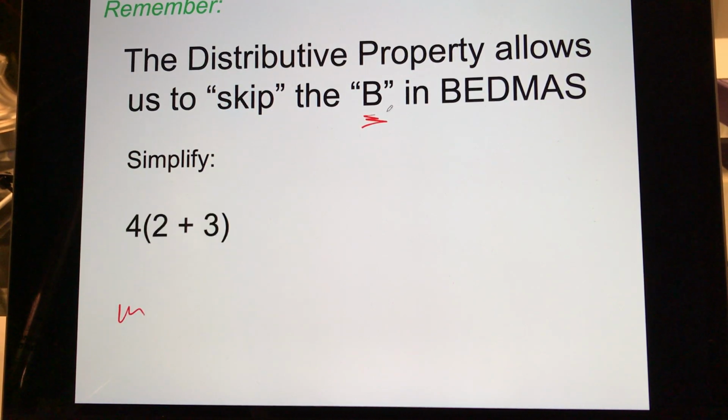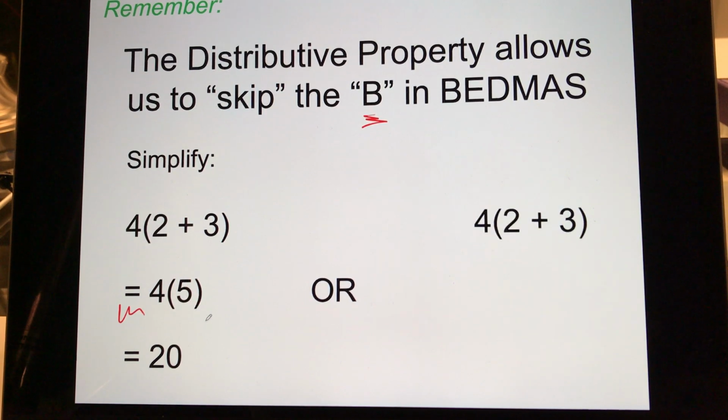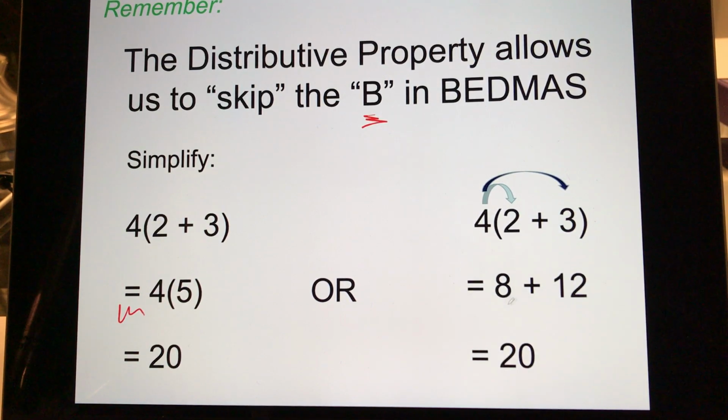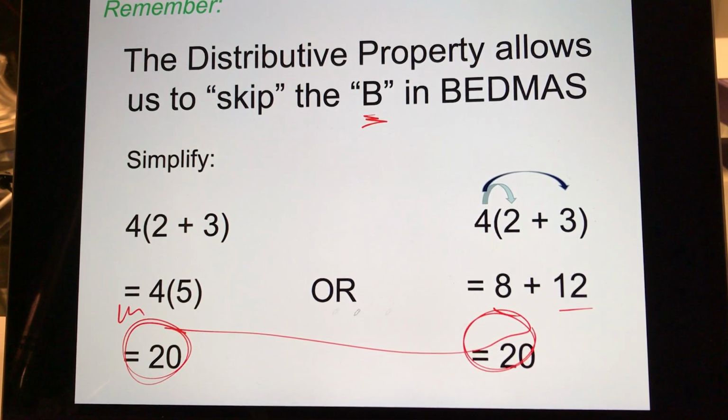So if we were asked to simplify something like this, we know we could do BEDMAS because we can work out 2 plus 3, which is easy. We know 2 plus 3 is 5, and we know 4 times 5 is 20. We know the distributive property tells us that we're also allowed to do the 4 times 2, which is 8, and then do the 4 times 3, which is 12. And of course, when we add those two things together, 8 plus 12, we get 20. So we get the same answer both ways. The distributive property will give us the same answer.